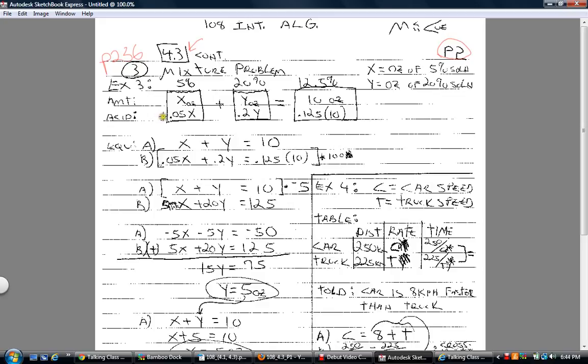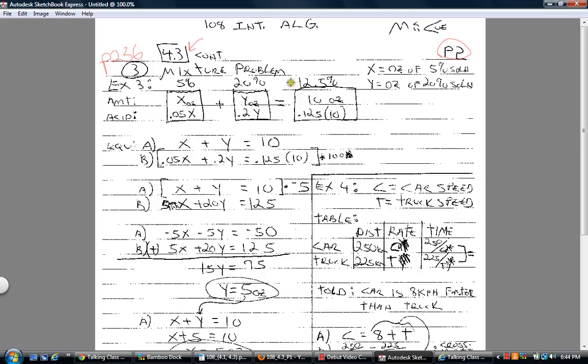So imagine you are Dexter down in your laboratory, and you've got a 5% solution of acid and you've got a 20% solution of it, and you need to mix them up with the right amount of ounces between the two of them to get a 12.5% solution for your chemistry lab experiment that you're working on.